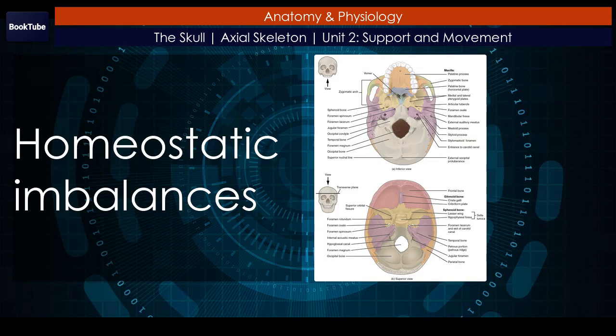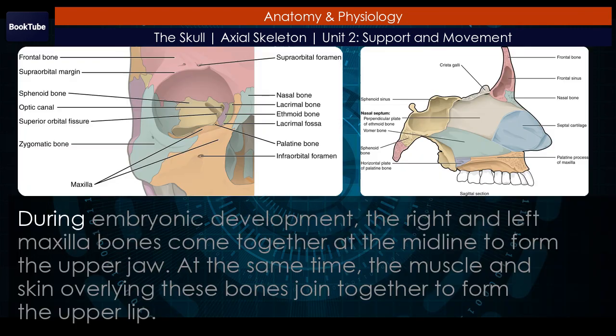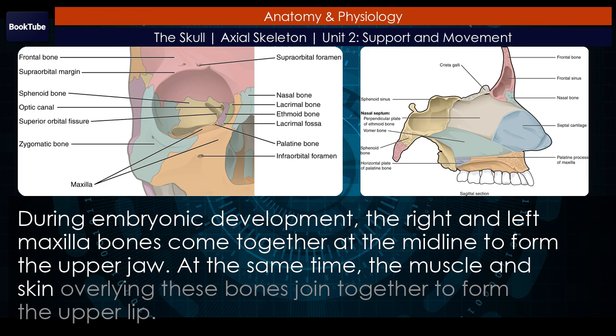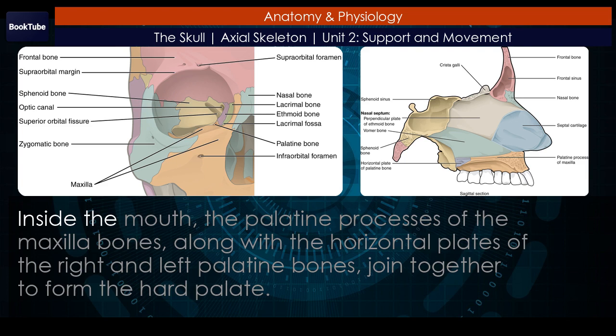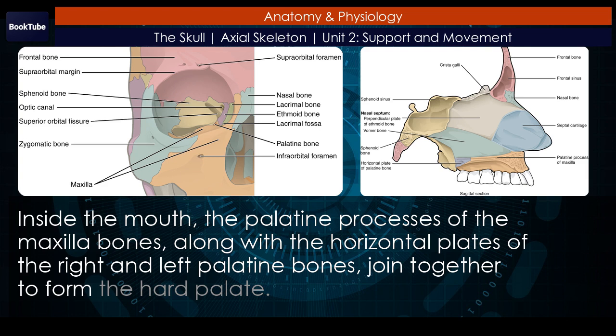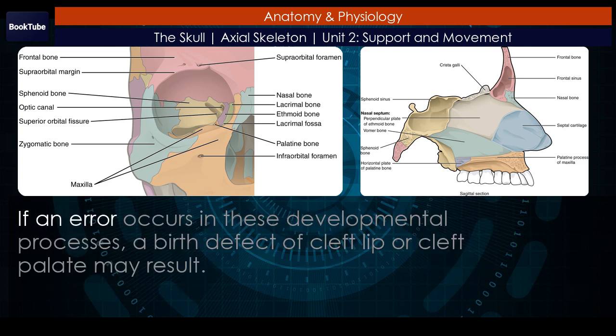Homeostatic imbalances. Cleft lip and cleft palate. During embryonic development, the right and left maxilla bones come together at the midline to form the upper jaw. At the same time, the muscle and skin overlying these bones join together to form the upper lip. Inside the mouth, the palatine processes of the maxilla bones, along with the horizontal plates of the right and left palatine bones, join together to form the hard palate. If an error occurs in these developmental processes, a birth defect of cleft lip or cleft palate may result.